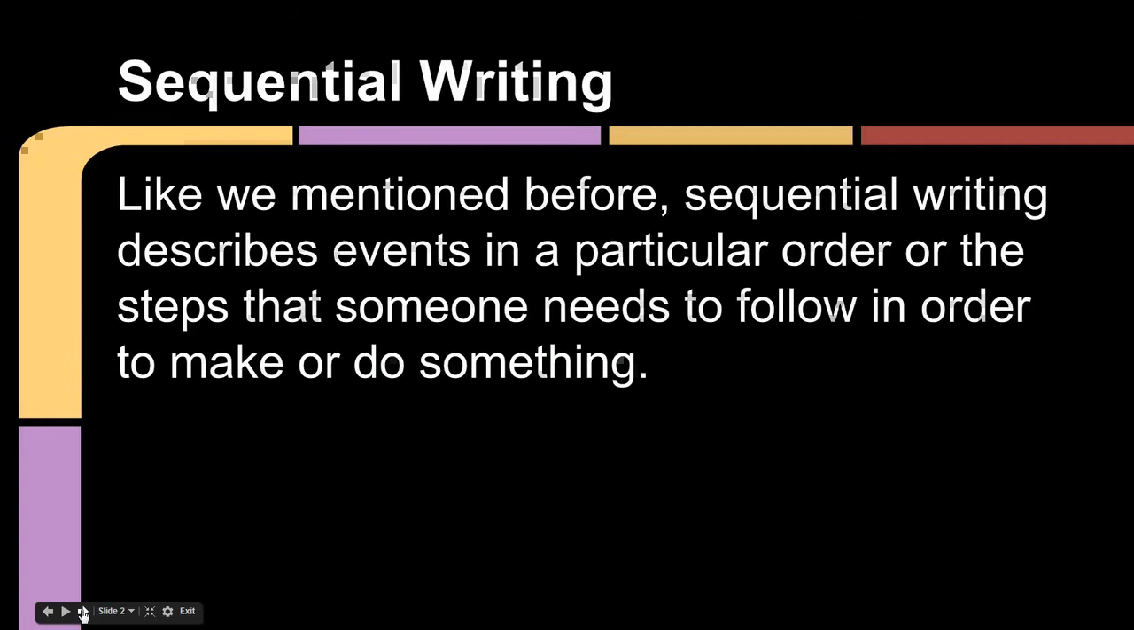So, just a quick review: sequential writing, like I mentioned before, describes events in a particular order or the steps that someone needs to follow in order to make or do something. We talked about how these steps cannot go out of order when you're making a snowman or building a Lego. They need to go in the correct order in order to come up with the results that you're looking for.